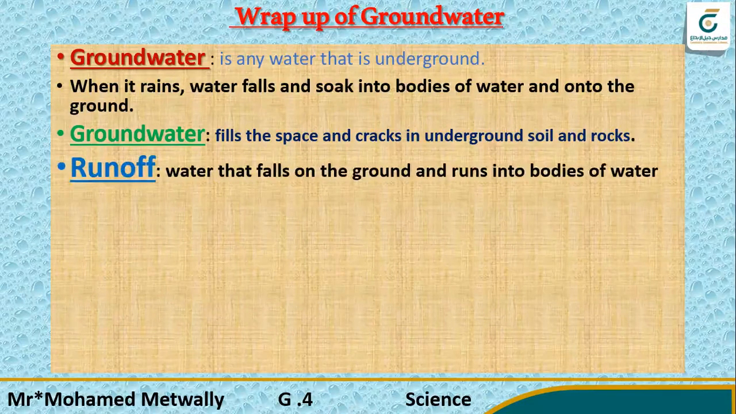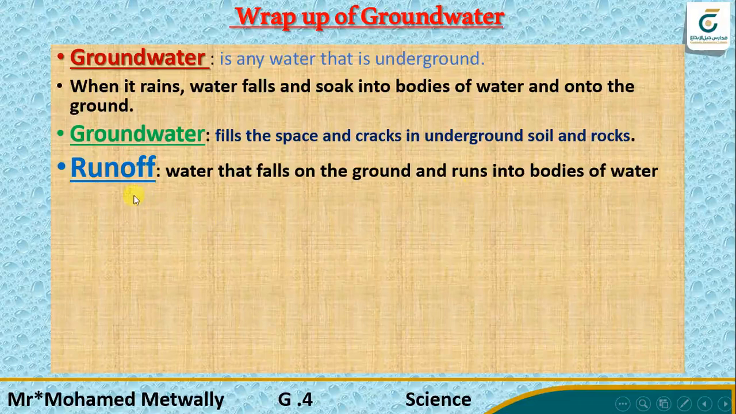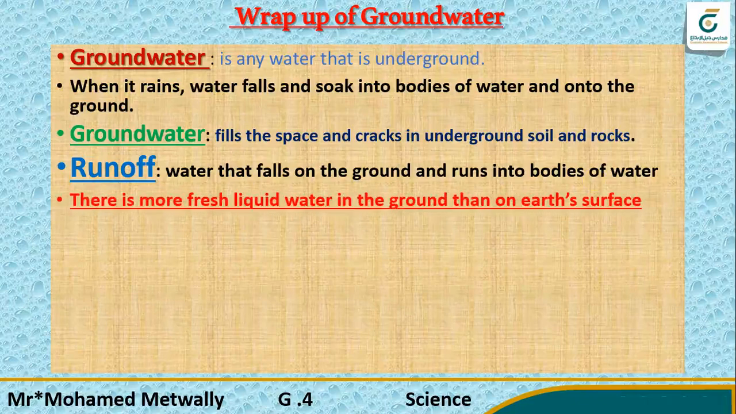Runoff. Here is another new term. It's called runoff. What does it mean? Runoff is the water that falls on the ground and runs into a body of water. So from the definition, runoff is water that runs into a body of water, such as stream water.